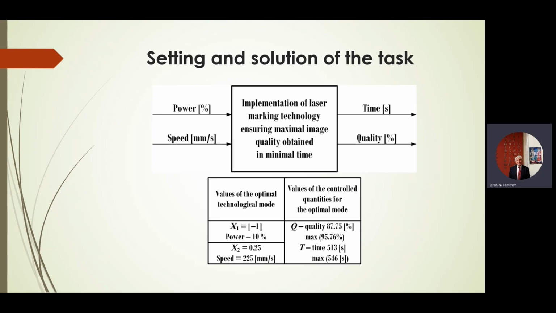Control factors: power in the range of 10 to 30% and speed in the range of 100 to 300 millimeters per second. Quality indicators: elaboration time in seconds, and image quality in percent. Quality indicator identifiers: time should be shorter, so its identifier should be minimal, and quality should be relatively good, so its identifier should be maximal. The research object is the laser marking process related to the specified quality indicators.